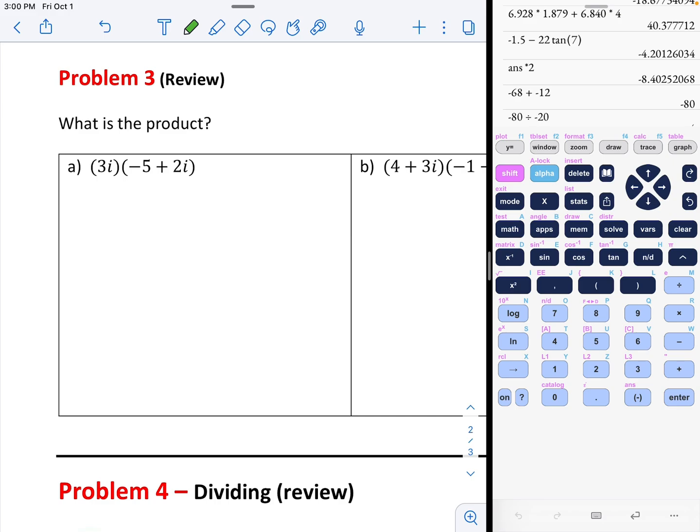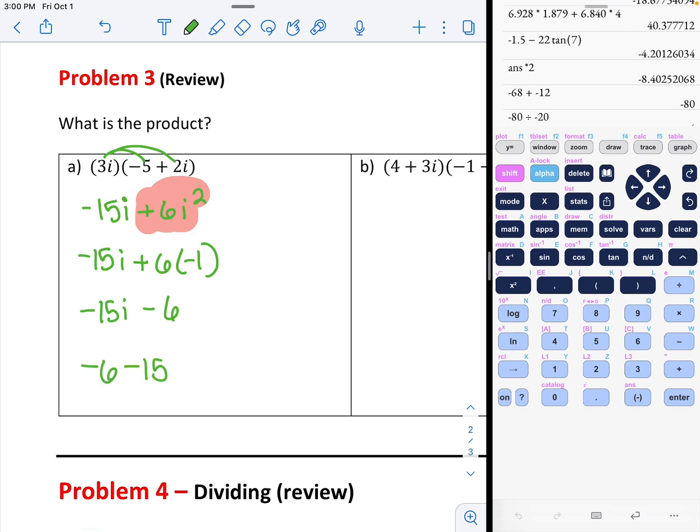Now this is review. What is the product? We will distribute like this. So we get 3 times negative 5 is negative 15i. There's not a lot of explanation on this because we did this in the previous video. 3 times positive 2 is 6 and then i squared. Remember, i squared means change my sign because technically it's a negative 1. I'll write this one out in its entirety like this. i squared is a negative 1. So that changes to negative 15i minus 6. That's perfectly fine, but when you look things up, you're probably going to see the real number written first.